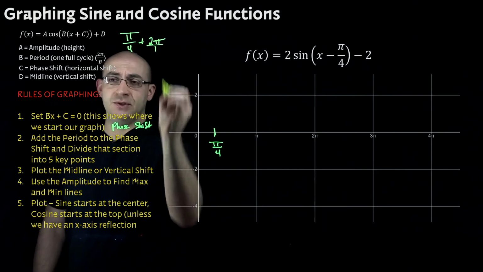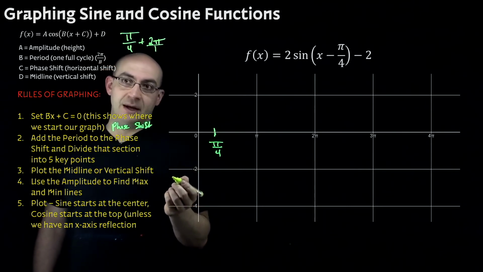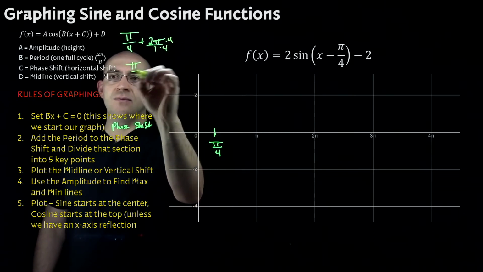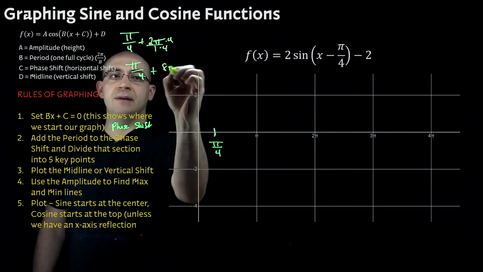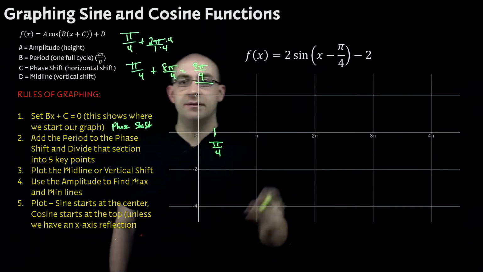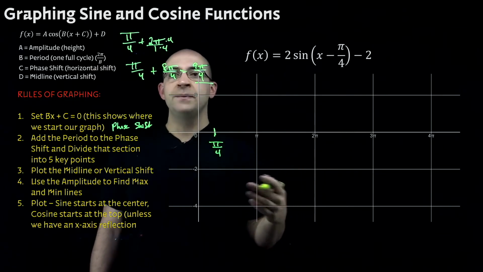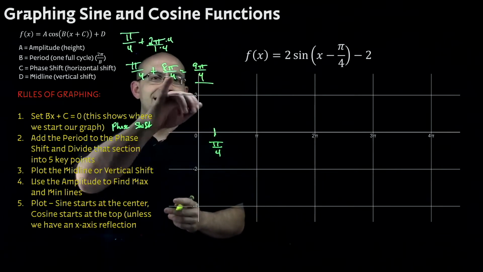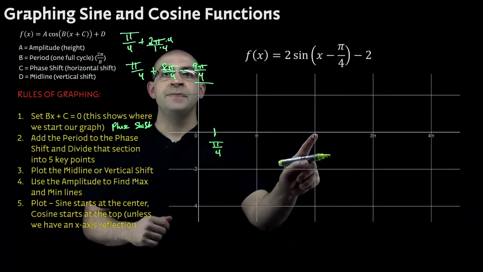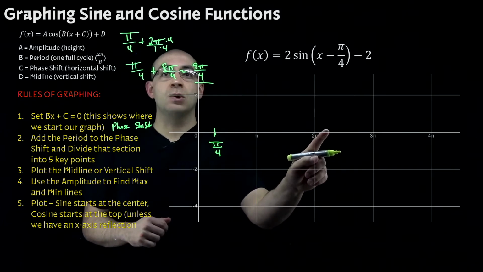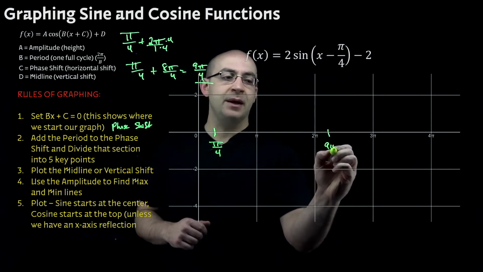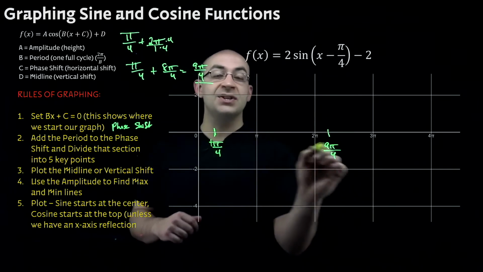Pi over 4 plus 2 pi is 2 pi over 1, and I need that because I need to get my common denominators. Multiply by 4 on top and bottom, and that's going to give me pi over 4 plus 8 pi over 4, which is 9 pi over 4. That is going to be the end of the period. So let's go ahead and plot this. 8 pi over 4 is just a really fancy way of saying 2 pi, right? Because it simplifies to 2 pi. So 9 pi over 4 is one more quarter increment after 2 pi. So here, about, is going to be 9 pi over 4. That is our second key point.